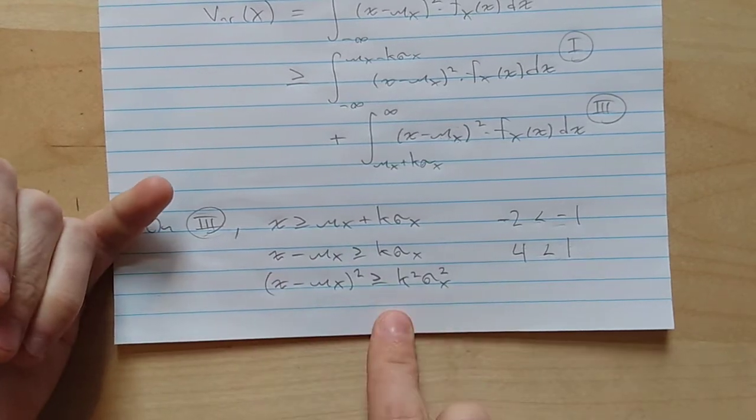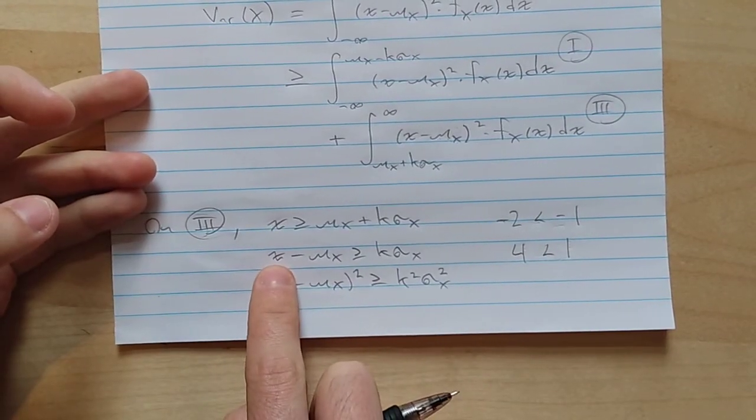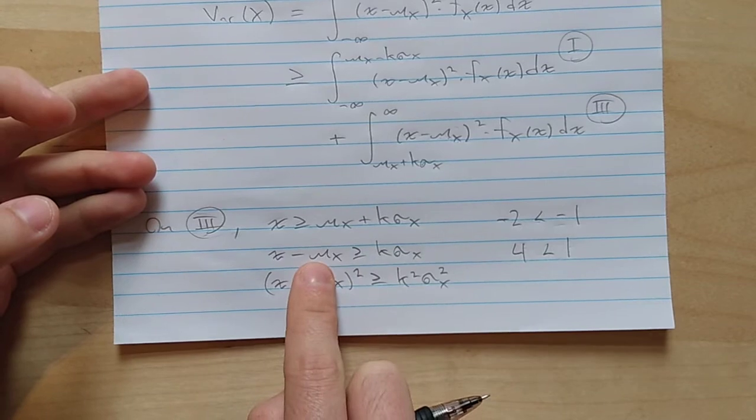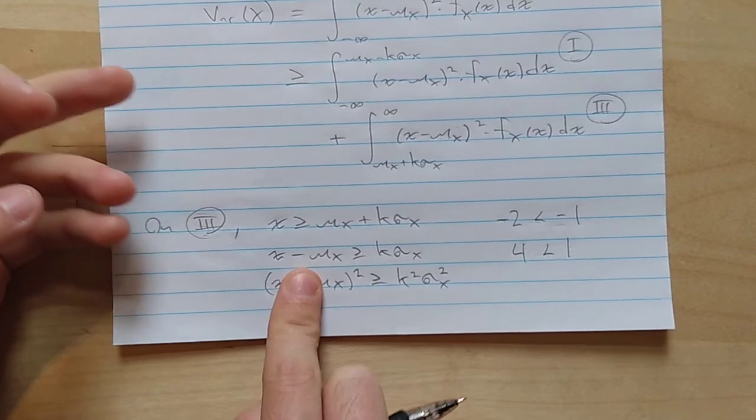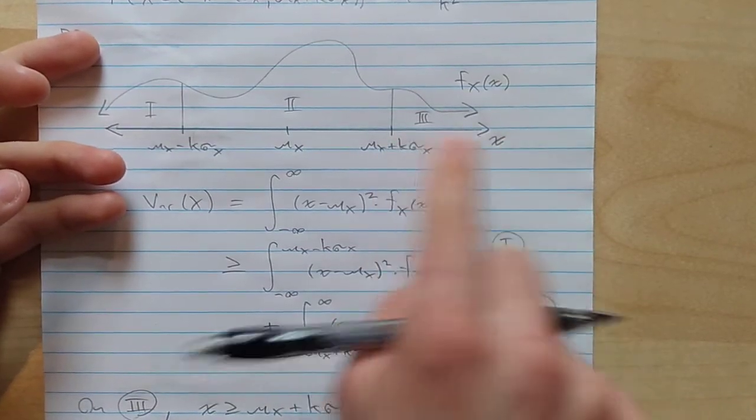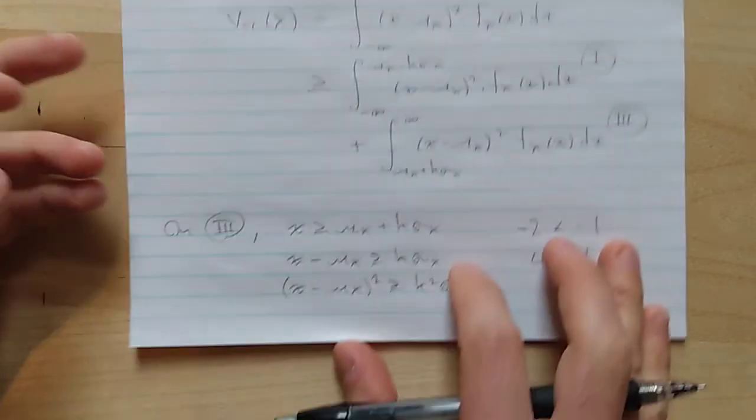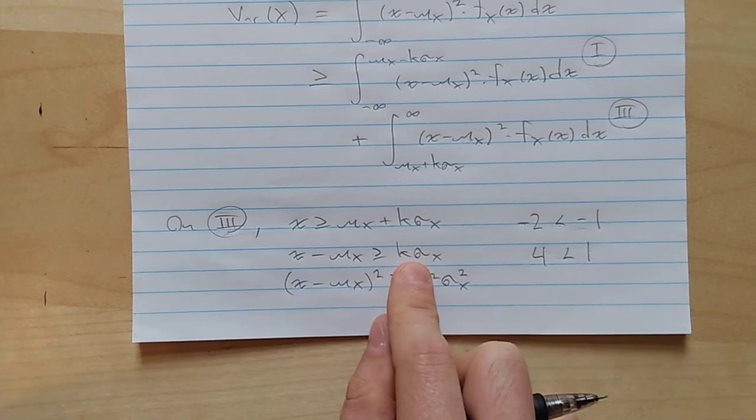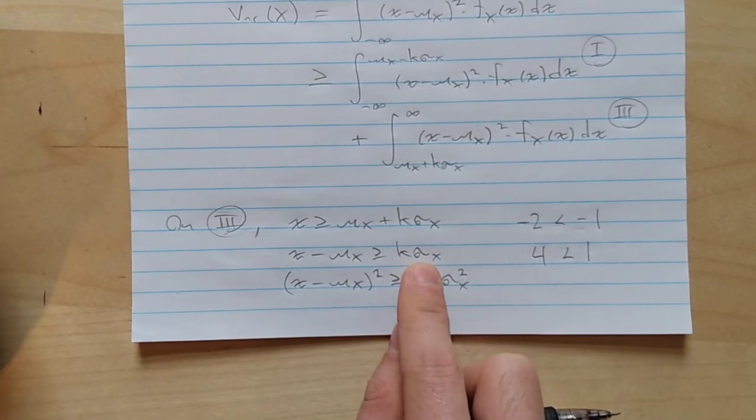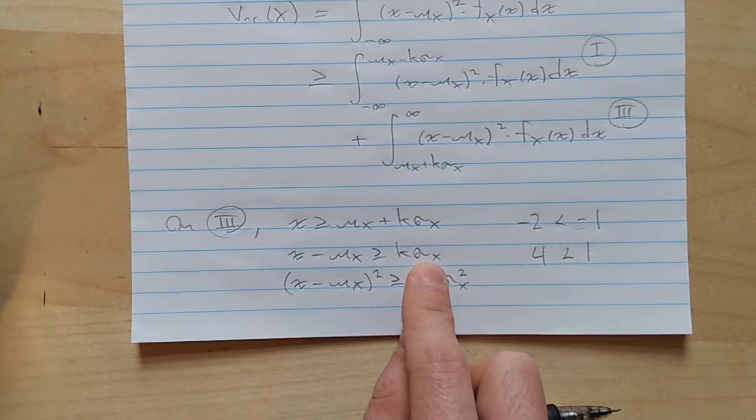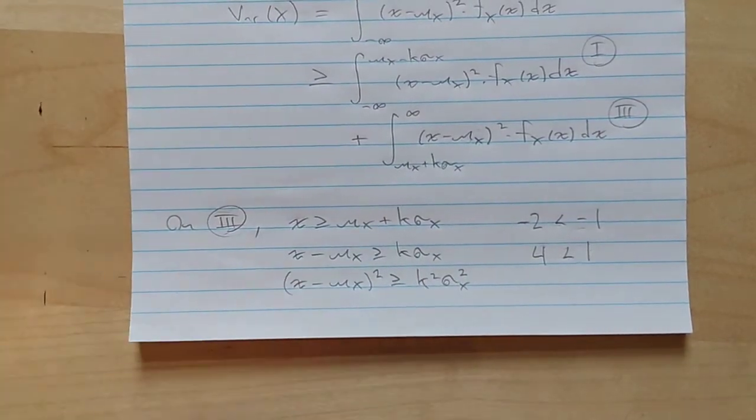We're not worried about that here, though, because these things on each side are both positive. X minus mu x, why is that positive? Because we're over here in region number 3, so we're definitely bigger than the mean. Okay? Why is this side positive? Because k is a number of standard deviations, a positive number, and this is the standard deviation, which is always a positive thing. Good.